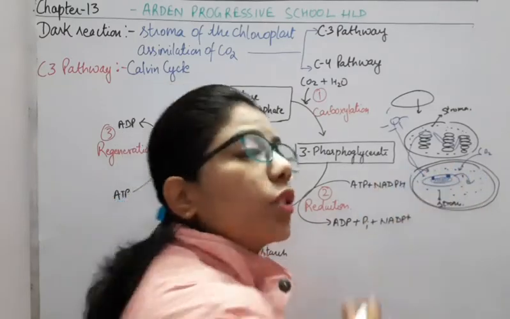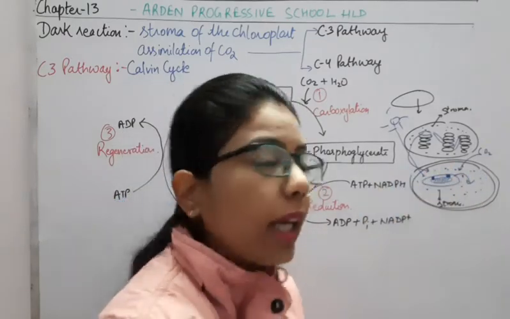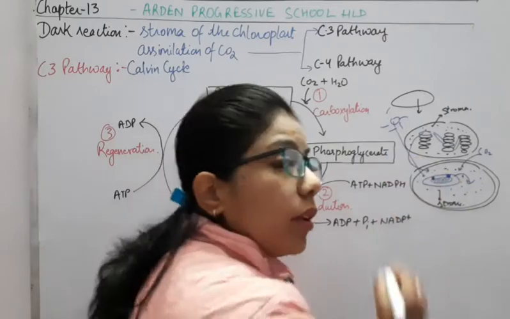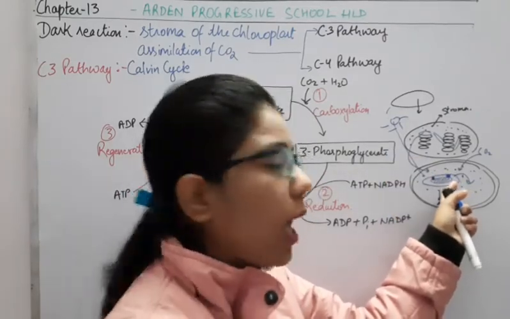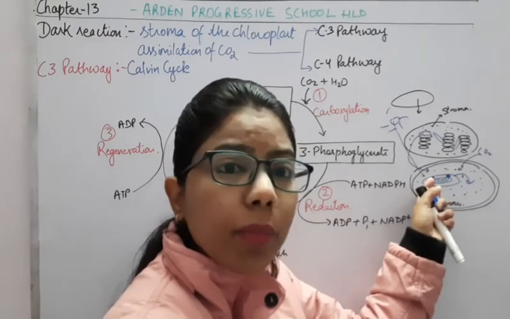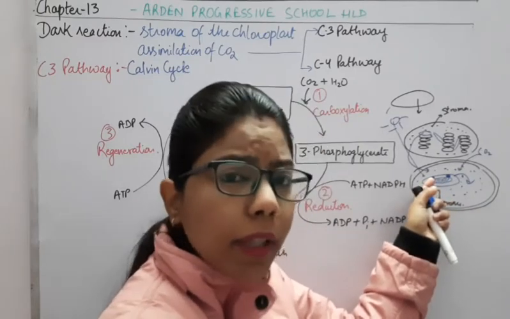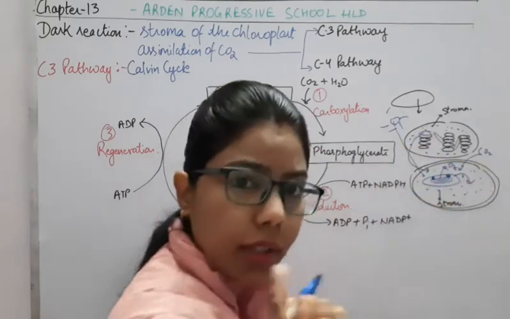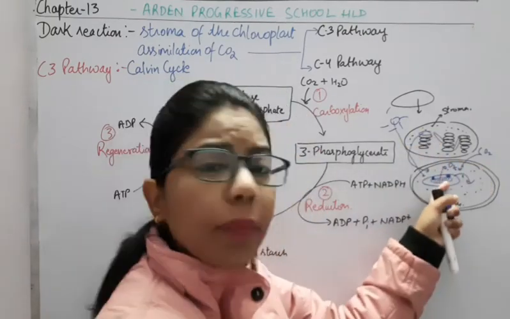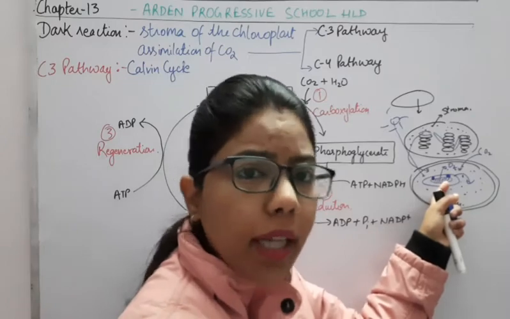there will be more production of oxygen, and we know that there is a splitting of water molecules in the thylakoid membrane. So what exactly is happening in the thylakoid membrane? There will be splitting of water. This splitting of water releases oxygen towards the outer side, right? And there will be formation of ATP and NADPH.